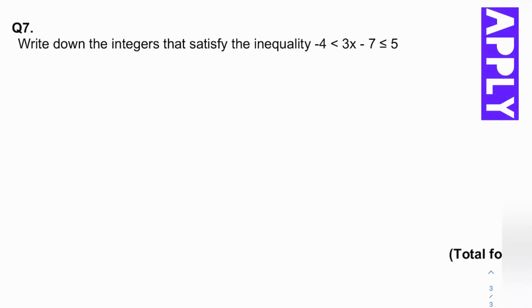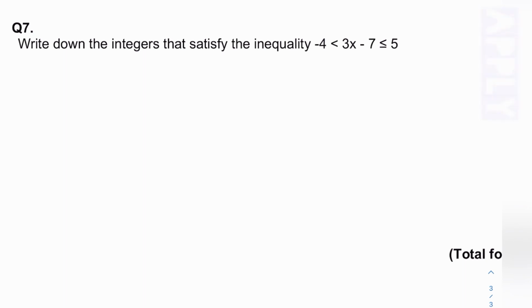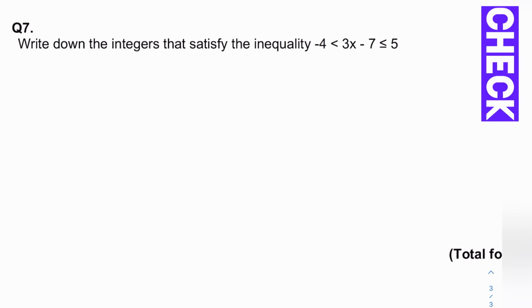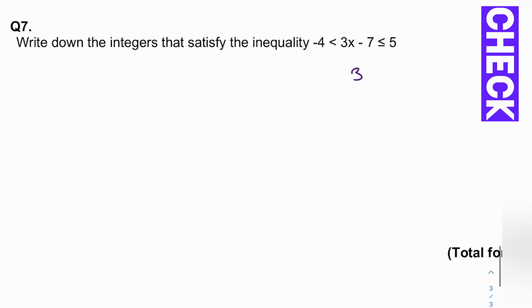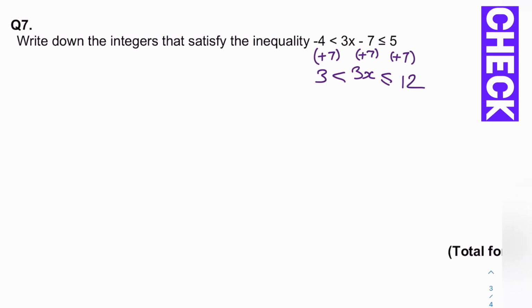If you'd like to have a go at this question by yourself, pause the video now. Right, so having a look at this question here, we want to get the 3x by itself to begin with. That means we need to add 7 to all three parts. Negative 4 plus 7 is 3. 5 plus 7 is 12.